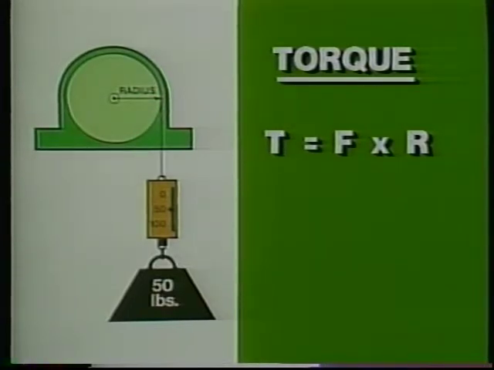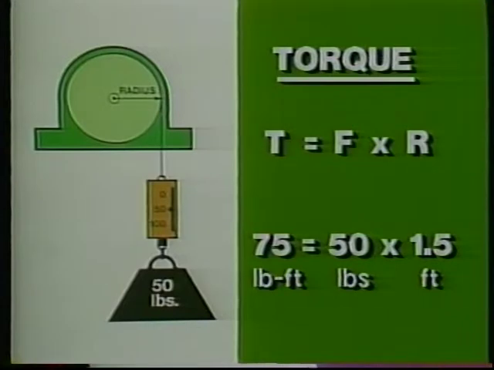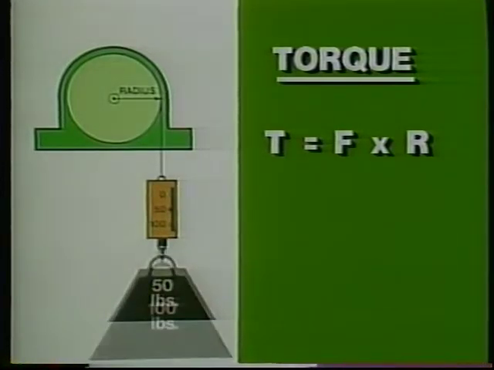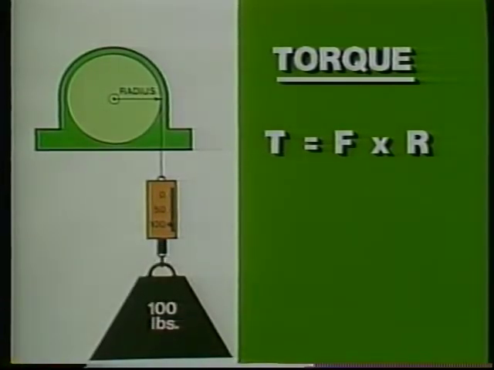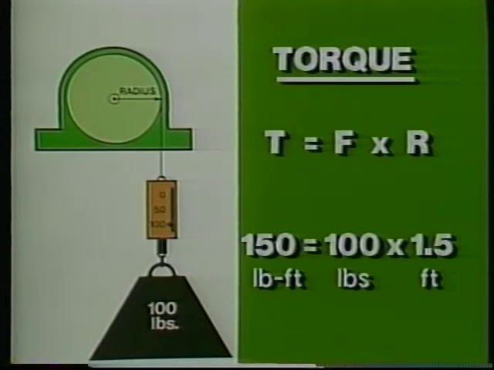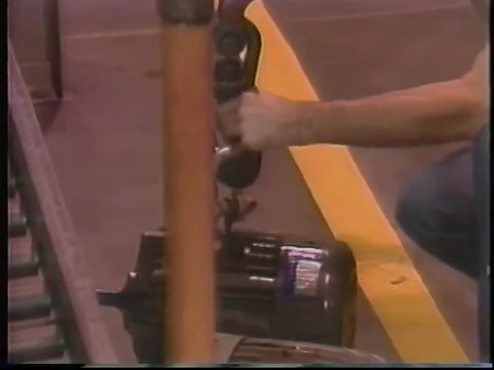If the winch drum is 3 feet in diameter, its radius is 1.5 feet. So the motor must exert 75 pound-feet of torque to raise the load. What happens if the load is increased to 100 pounds? A motor will always respond to a change in the load by producing just the amount of torque demanded. So the motor will have to exert 150 pound-feet of torque. If the torque requirements are within its capabilities, it will move the load.